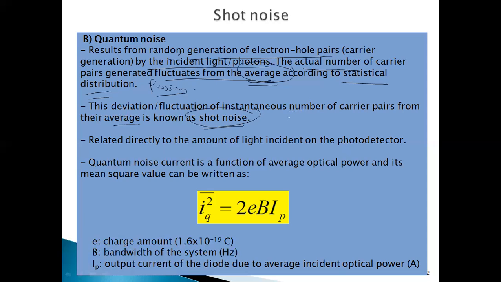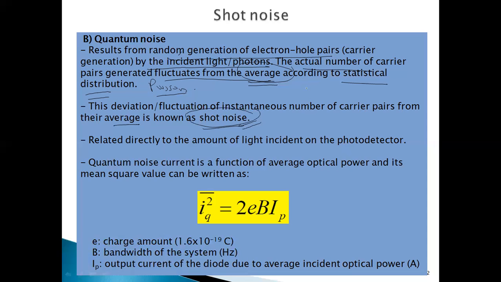So the fluctuation itself, the deviation value of these carrier pairs generated from the average value, is known to be the shot noise. Hopefully by now you understand what is meant by the quantum noise source, which is the deviation, the fluctuations of the number of carrier pairs generated from the average, based on a statistical distribution.